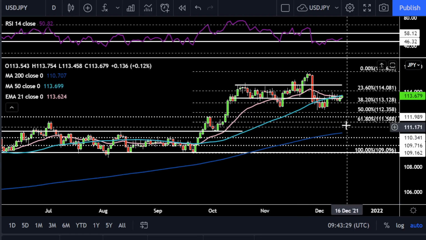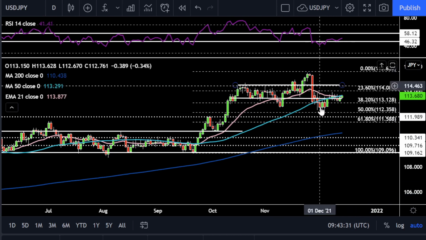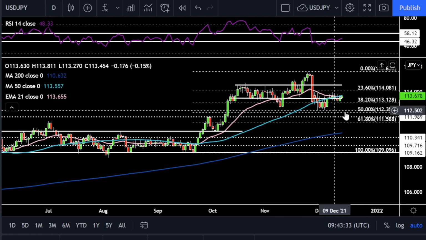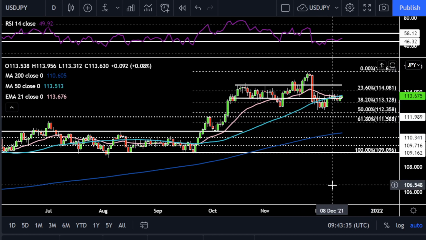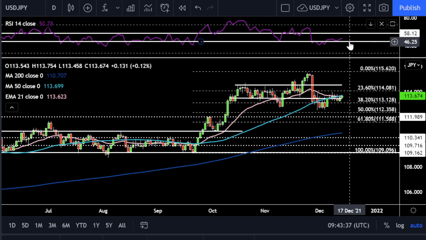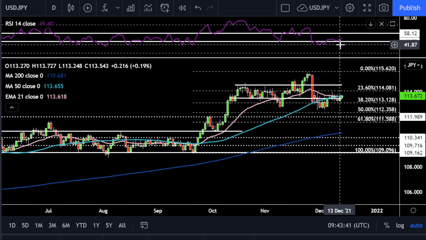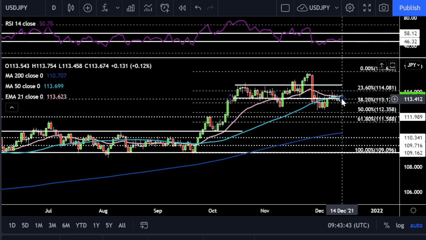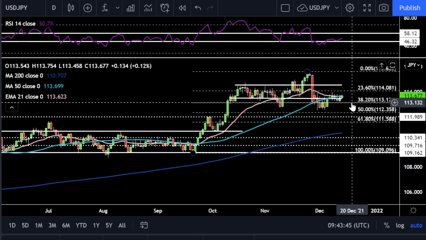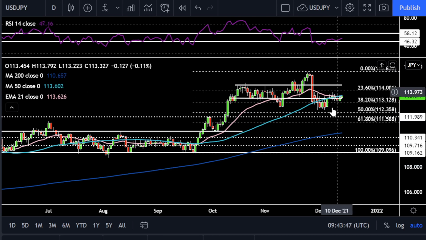Dollar yen, again, very subdued moves here, hovering around this 38.2 Fibonacci level. The RSI is back in the little channel here, and it's above that support level at 46. Price has bunched right up against its moving averages here.